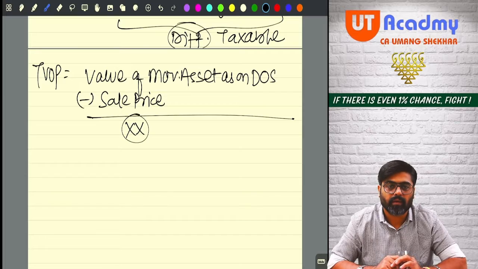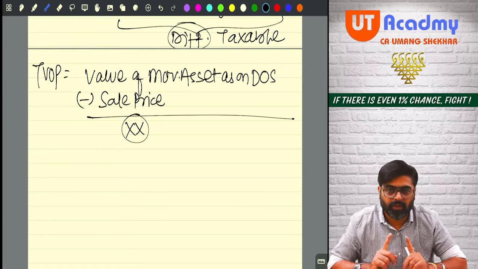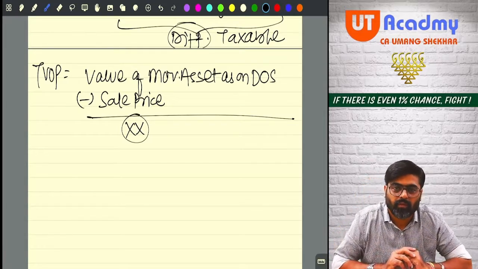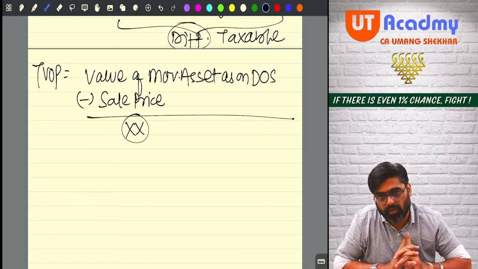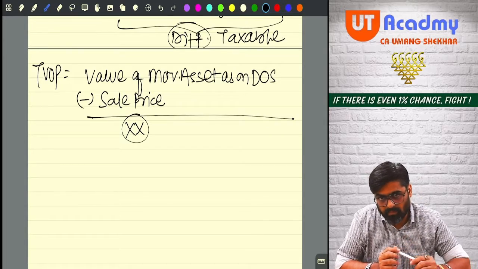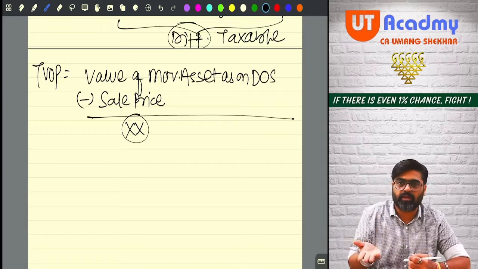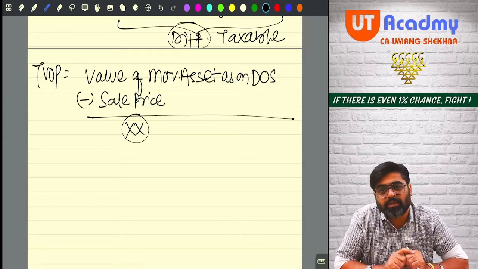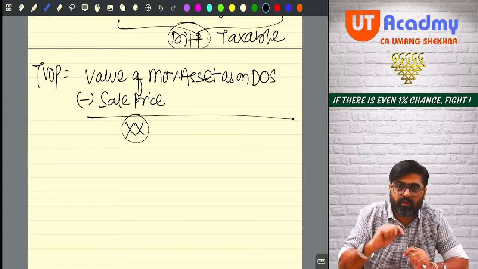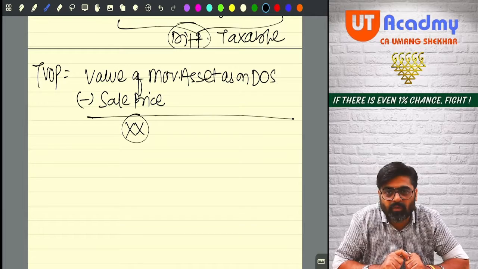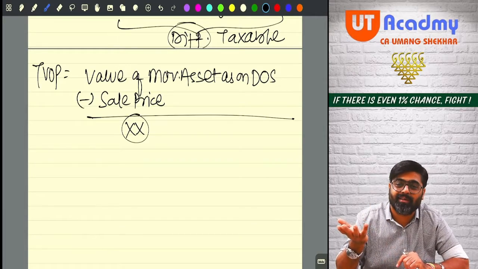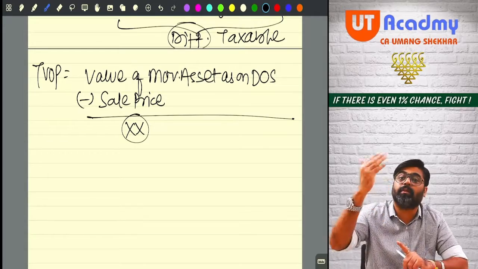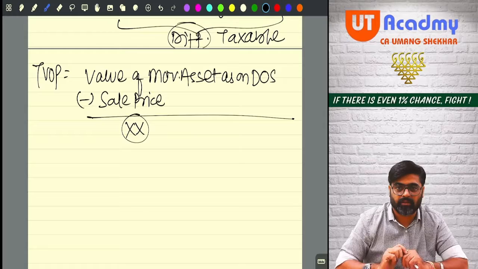Understanding? Hello? But this perquisite will arise only if the value was higher and the sale price was lower. What if the value was 5 lakh and that asset was sold to you for 1 lakh only? Isn't it a benefit for you? Yes, 5 lakh worth of asset you are getting only for 1 lakh, 4 lakh rupees of benefit happening to you. But what if the employer charged 8 lakh rupees from you for that 5 lakh rupees of asset? Is it a personal benefit anymore? No. The employer is charging more. No personal benefit. So personal benefit will arise only if the selling price was lower as compared to the value, or the value is higher than the selling price.